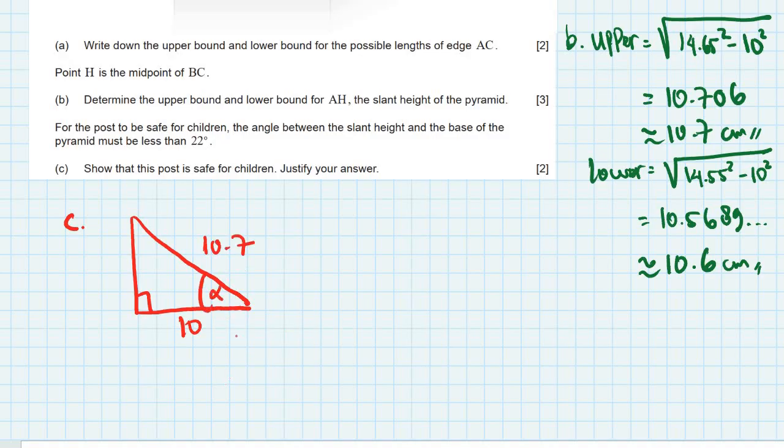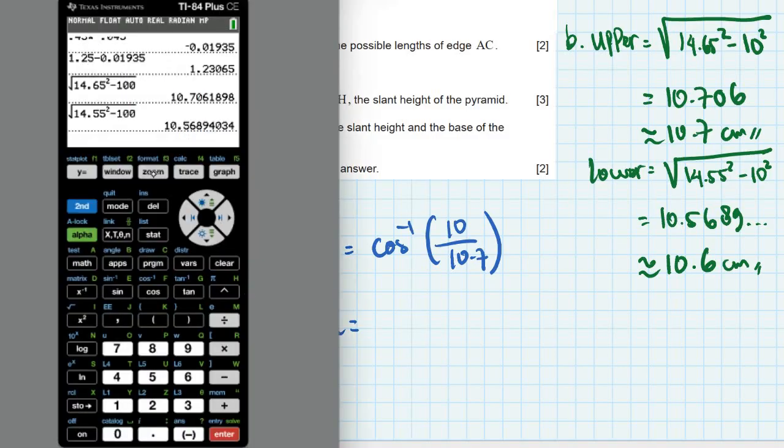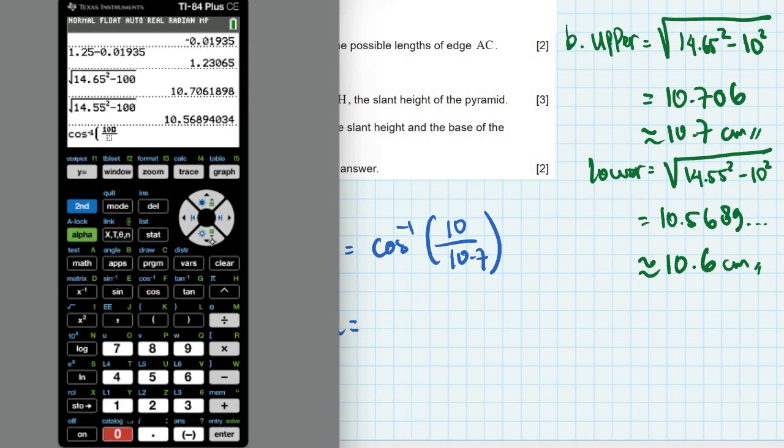It's alpha. Let's name the sides. This 10.7 will be the hypotenuse, and this 10 will be the adjacent. So we have adjacent and hypotenuse, which is cos. So to find the angle, alpha equals cos inverse of adjacent 10 divided by 10.7. Let's input it to our calculator: second cos, 10 divided by 10.7.